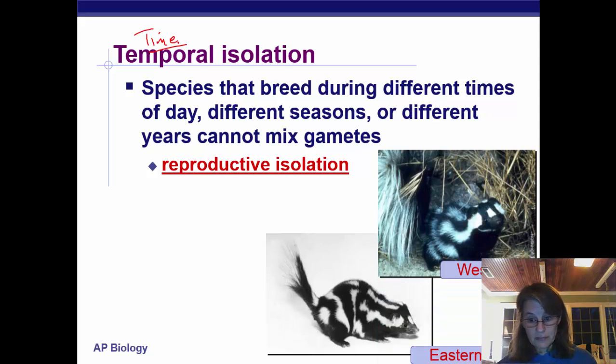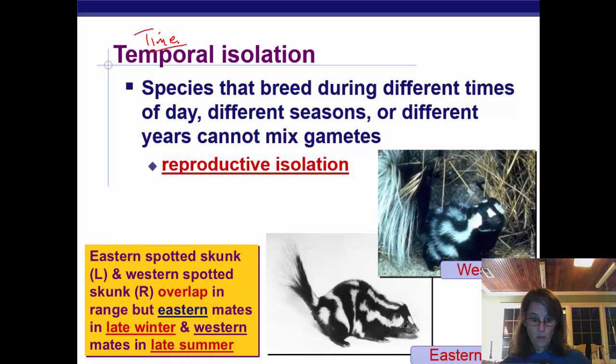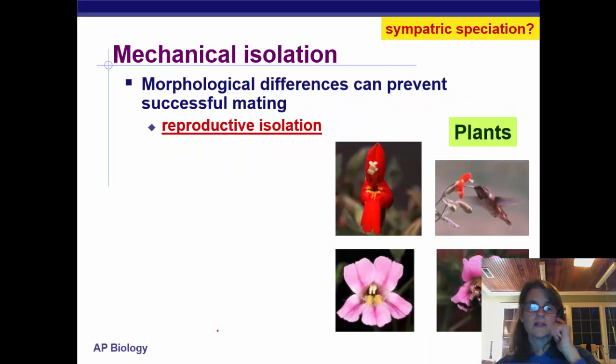There are a couple of types of skunk, the eastern and western spotted skunk. They overlap in their ranges. They exist in the same places, but eastern skunks are reproductively active in late winter, and western ones, whoops, my bad, I drew my arrow wrong. Western ones are active in late summer, and so they do not interbreed because they're not mating at the same time. Temporal isolation.